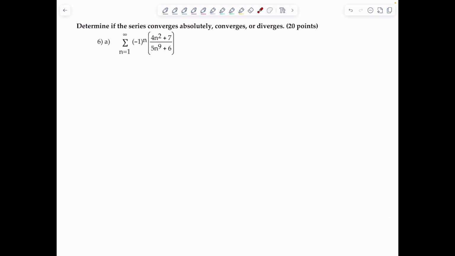Okay, determine if the series converges absolutely, plain old converges, which means converges conditionally, or diverges. So, unless you can spot right off the bat that this thing's going to diverge, always check for absolute convergence first. Test for absolute convergence. So we're going to look at the sum, n equals 1 to infinity, of the absolute value of an, which all that means for us is that the negative 1 to the n part goes away.